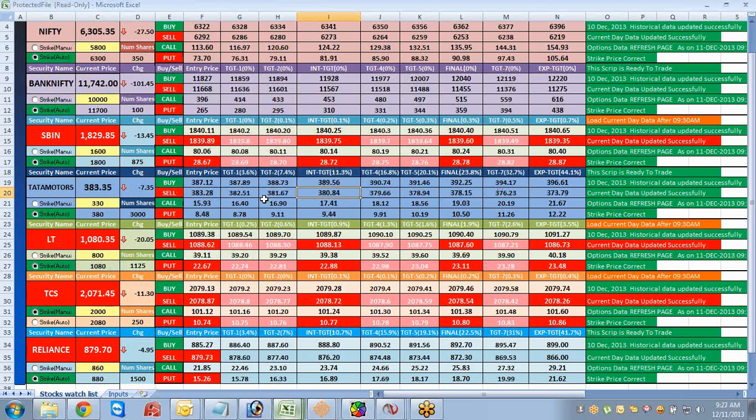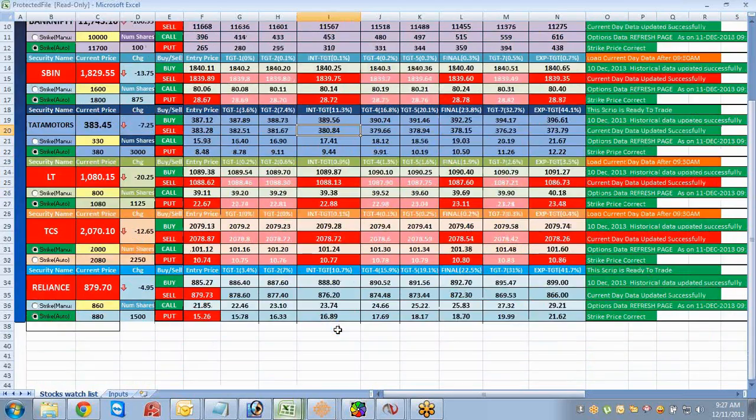We did see yesterday we had some good calls on almost all the scripts, and today there might be some scripts that might give us trades. TCS was on something like it hit expanding targets and went beyond that.